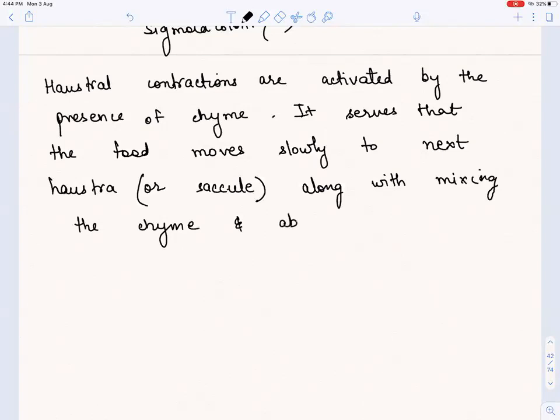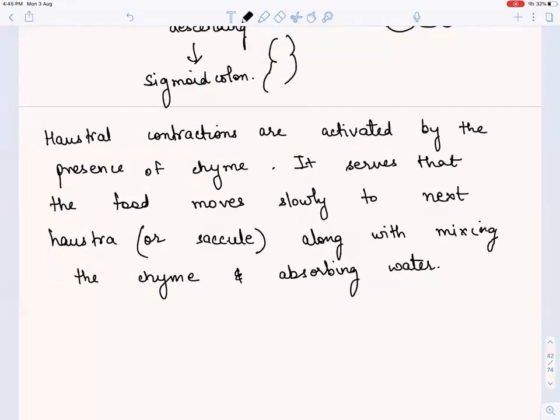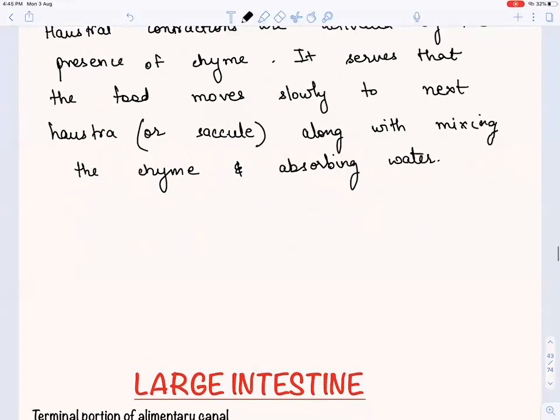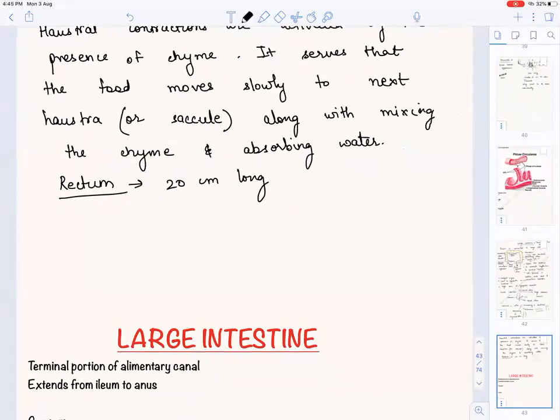and absorbing water. I have seen that the large intestine is a part of confusion for students, so that's why I took a little more time telling you about this. So you have understood. Now I'll just say the words so that you see them in your mind: cecum, vermiform appendix, colon, rectum. I did not tell you about the rectum, right? So let us see something about the rectum. The rectum is around 20 centimeters long.